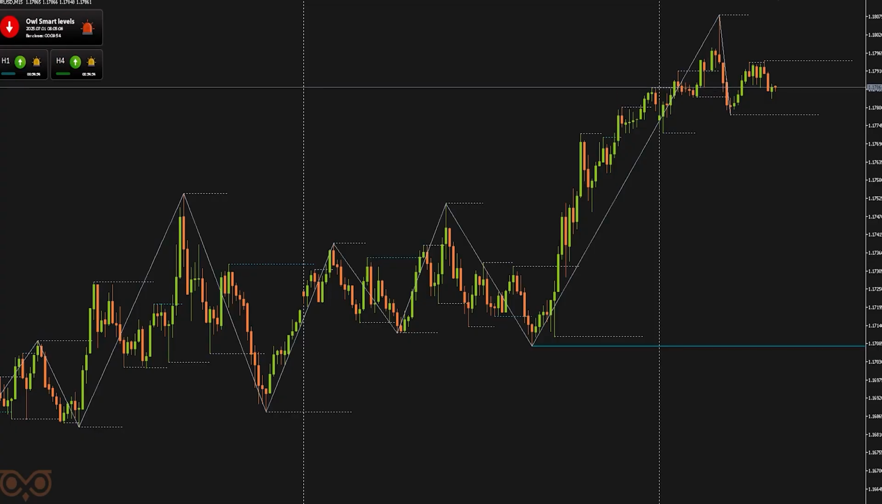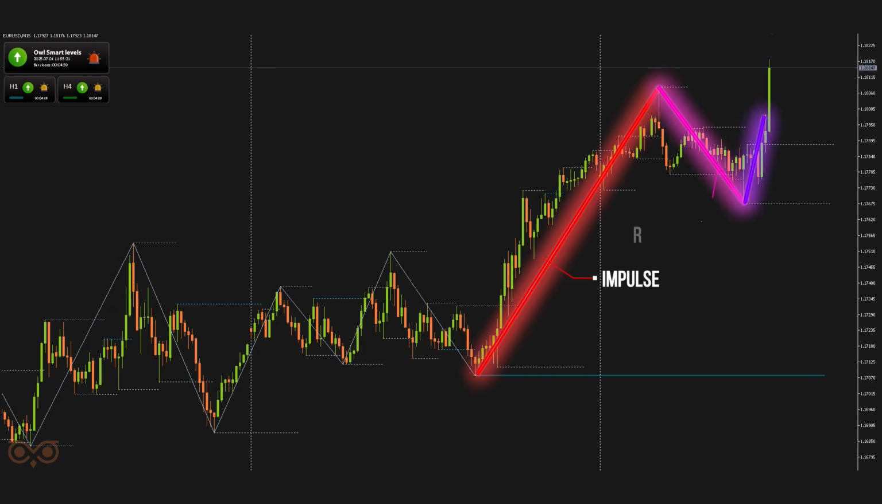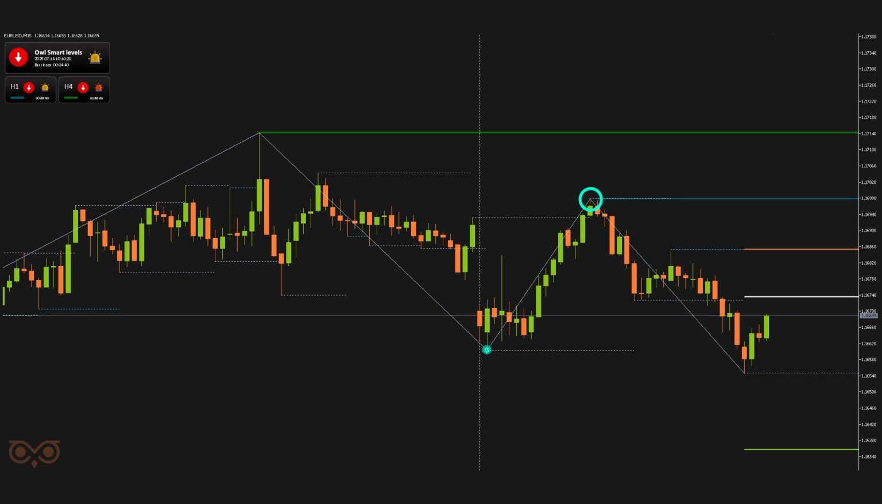Identifying the trend is only the first step. The next question is, when to enter? The market always moves in waves: impulse, correction, new impulse. And the trader's task is not to jump in the middle, but to wait for the correction to end and enter at the very beginning of the next impulse. That's where the second component of the indicator comes in: fractals.